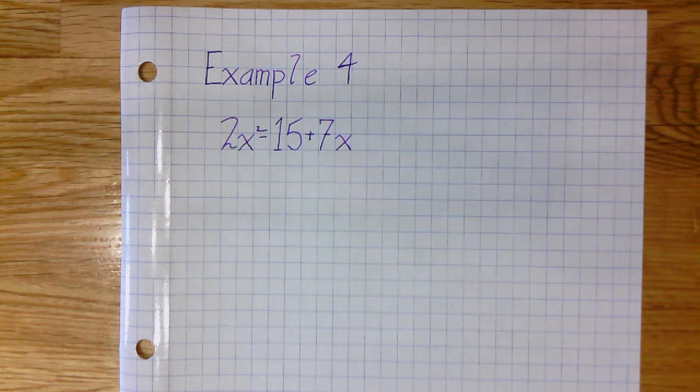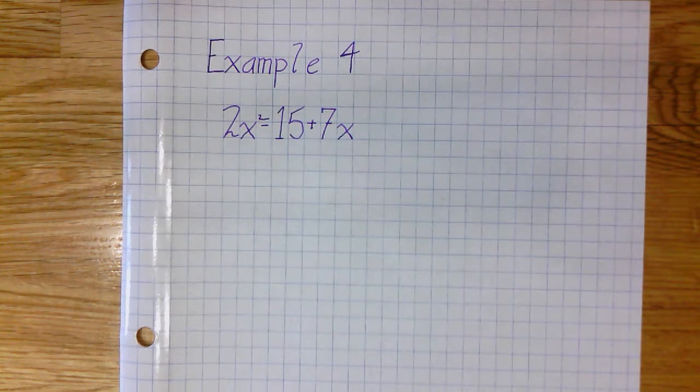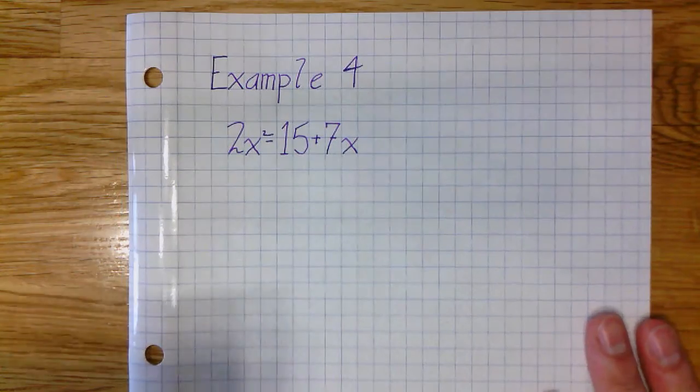Okay, example 4, last example. And you go, why is this one any different? Well, it's just a little harder to factor. So it's kind of like a factor review with it. So let's look at our steps again.